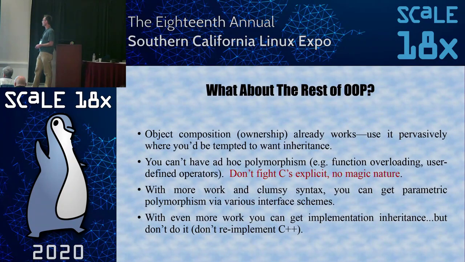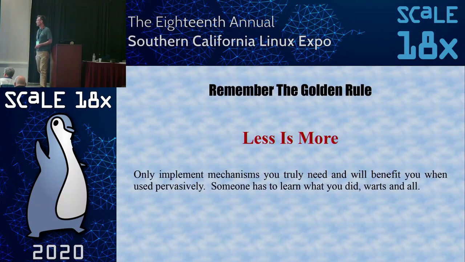You can get parametric polymorphism, meaning I can substitute one object for another and pass because they have the same interface. You can do that. It's considerably more work. I leave that up to you. That can be worth doing in large projects. You could get implementation inheritance, but don't do that. That's already been done for you, and it's called C++. And it's not worth you trying to do it.